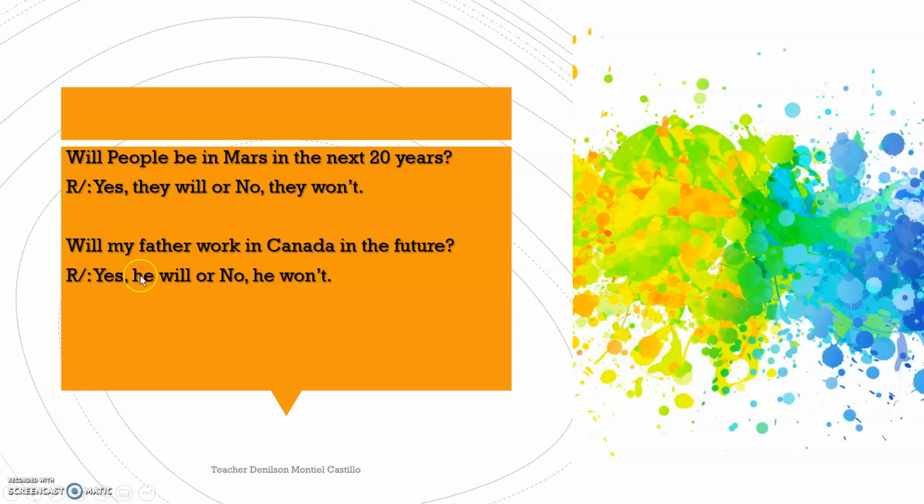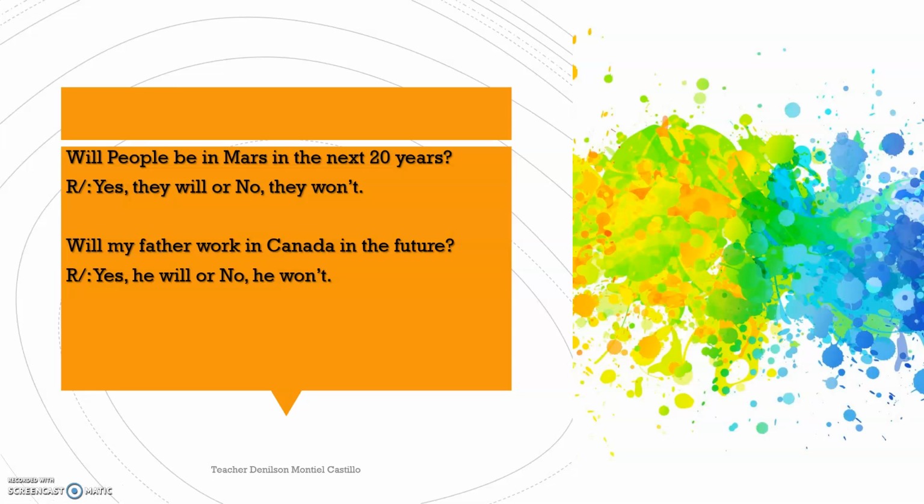And you might be saying, oh, teacher, but those answers are too short. Yes, they might be short, but they are answering the questions. Now, it would be totally incorrect if you say just yes, no, yes, what, or no, what. In this case, it would be better to say, yes, he will, no, he won't, because I'm talking about my father.